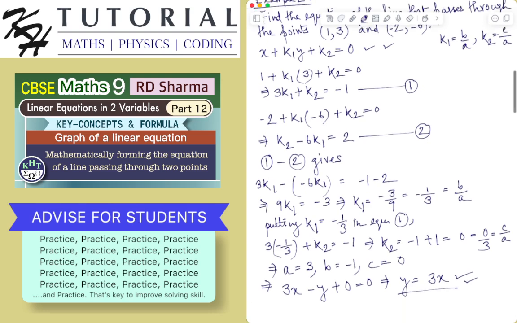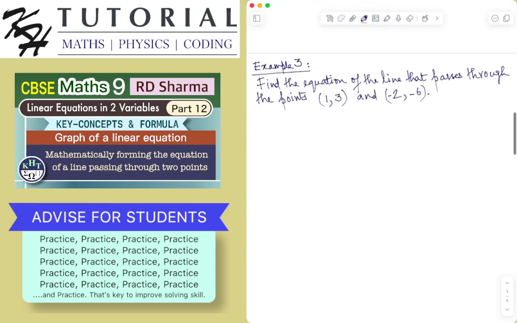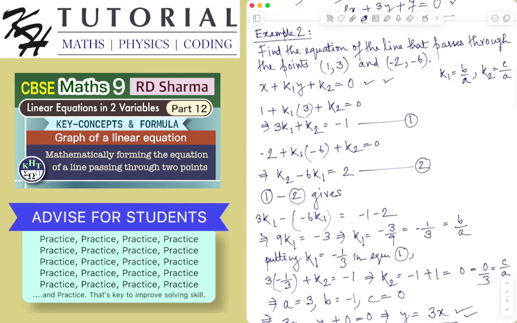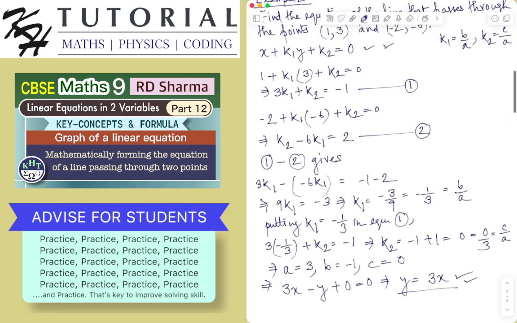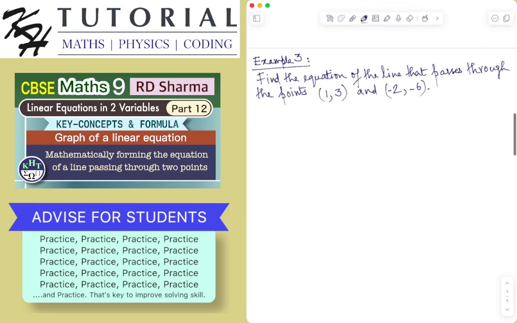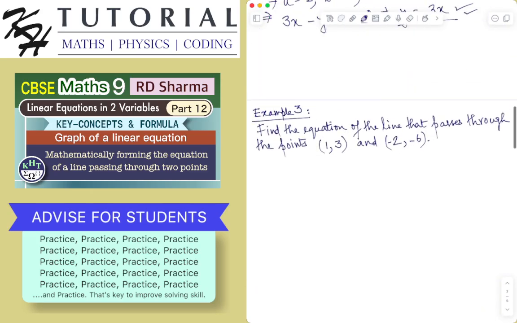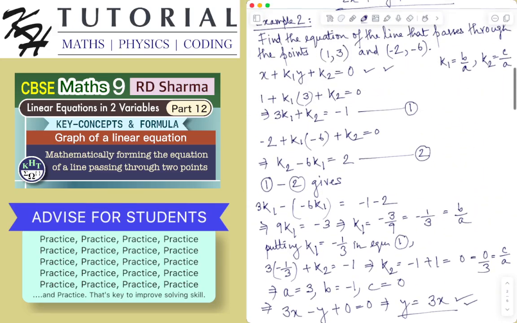Okay, let's see the last example. Find the equation of the line that passes through the points 1 comma 3 and -2 comma -3. It is same as example 2. How come? I think I did something wrong. Oh, okay. Example 3, the 2 points seem to be exactly the same as example 2.